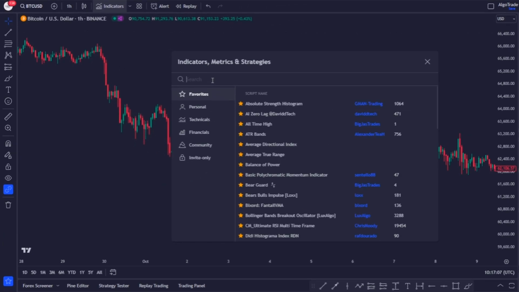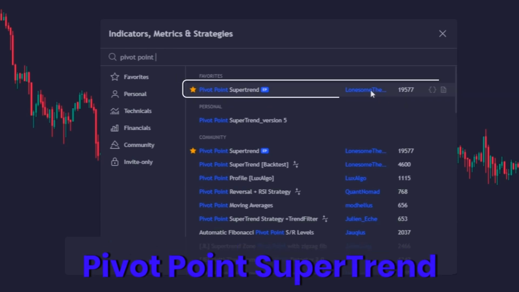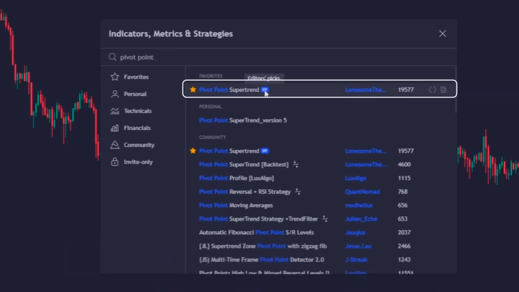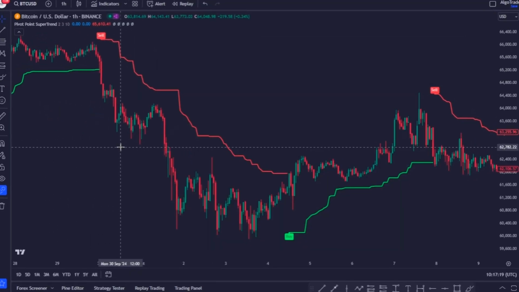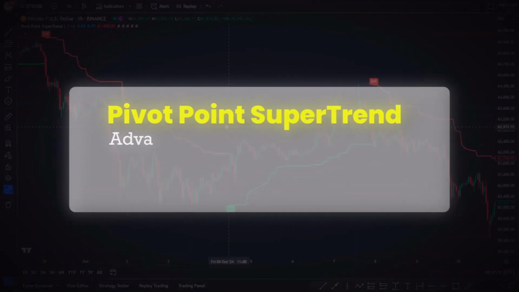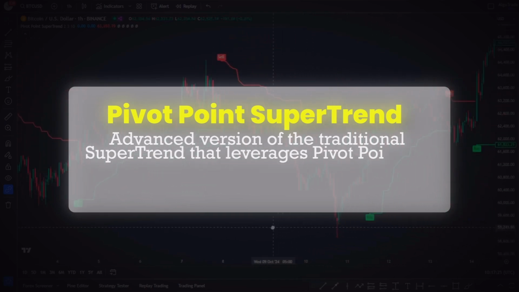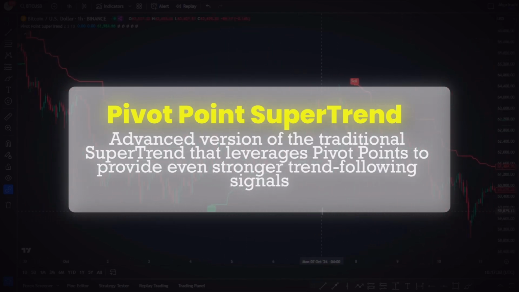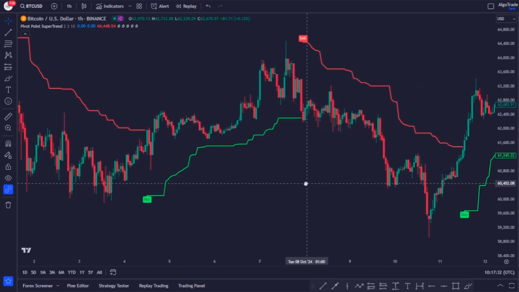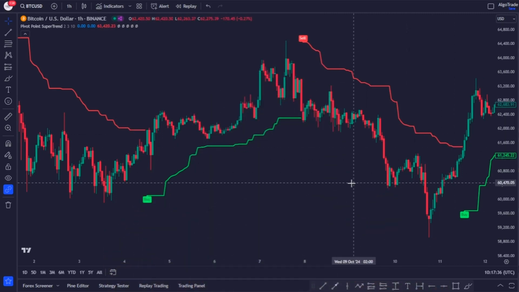First, click on Indicators, then type Pivot Point SuperTrend, and you can use this option here, which is also an editor's pick from TradingView, a status given only to the best trading tools. By definition, the Pivot Point SuperTrend is an advanced version of the traditional SuperTrend that leverages pivot points to provide even stronger trend-following signals. With improved accuracy on trend positioning, it's a perfect tool for trend-following strategies.